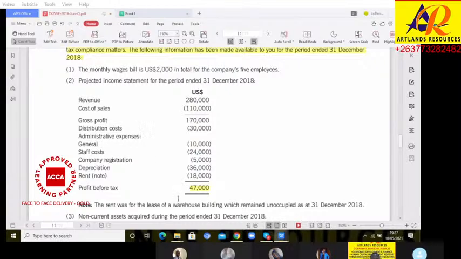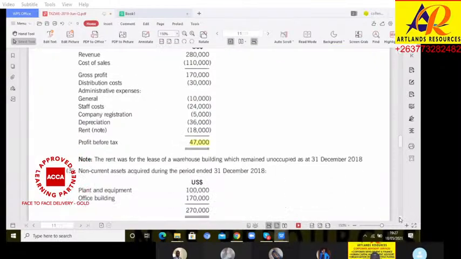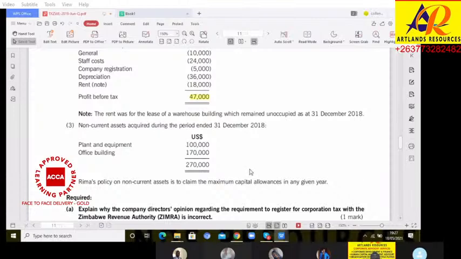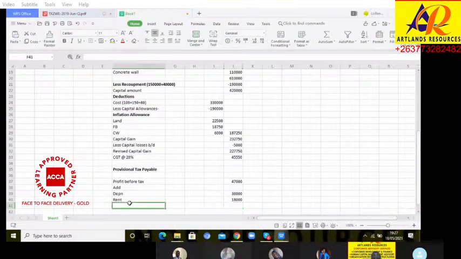So, this is the correct approach. Now, work out what capital allowances. Less capital allowances.